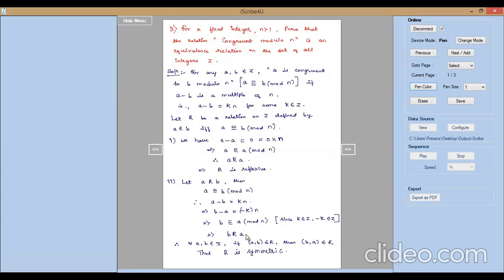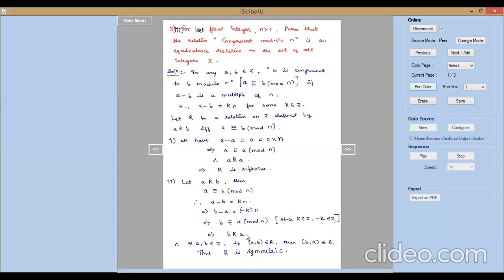Now the third property we have to prove is that R is transitive. So when do we say R is transitive? R is transitive if (A, B) belongs to R and (B, C) belongs to R, then (A, C) also belongs to relation R. So if this property is proved, we can say that it is transitive. So let us prove that third part of the problem.